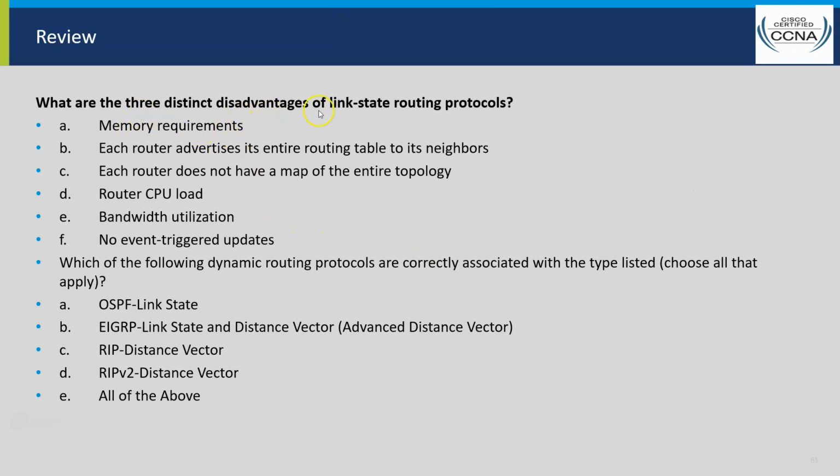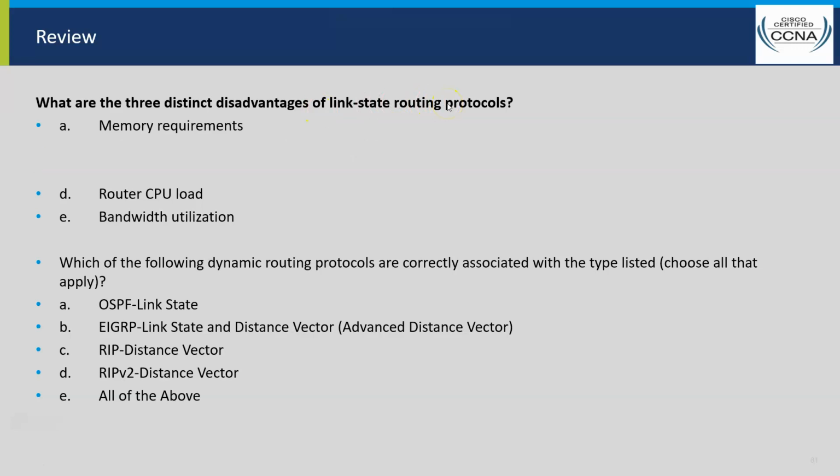3 distinct disadvantages of a link state routing protocol. We did that. I'm just going to say, hey, it's going to be memory requirements, router CPU load, bandwidth utilization. We really haven't talked about link state protocols. We talked about the generalities of link state. They're going to share all of that topology information initially. After that, they kind of go quiet. They don't do anything unless there's a change.